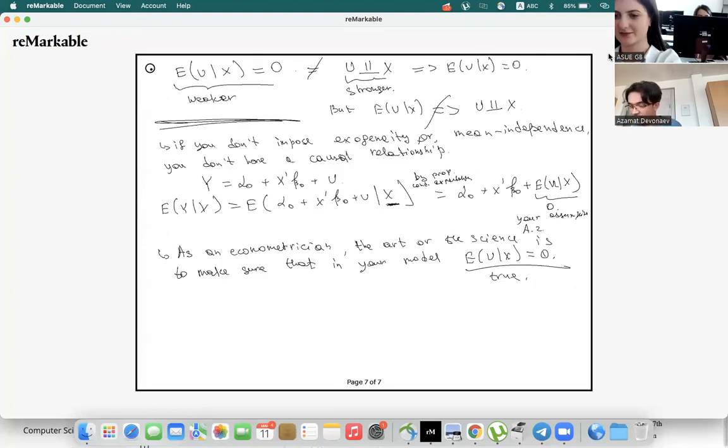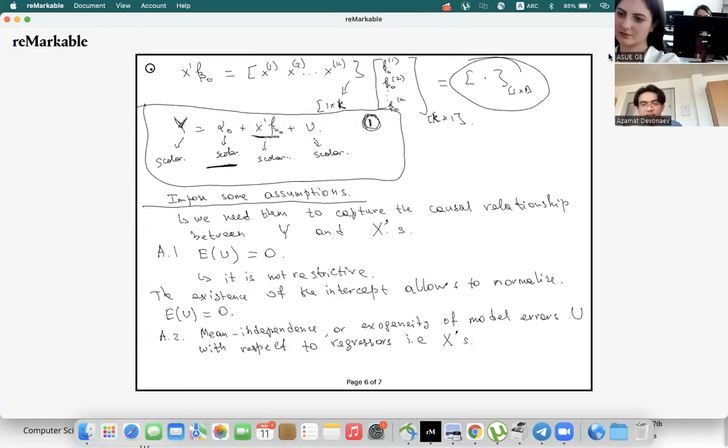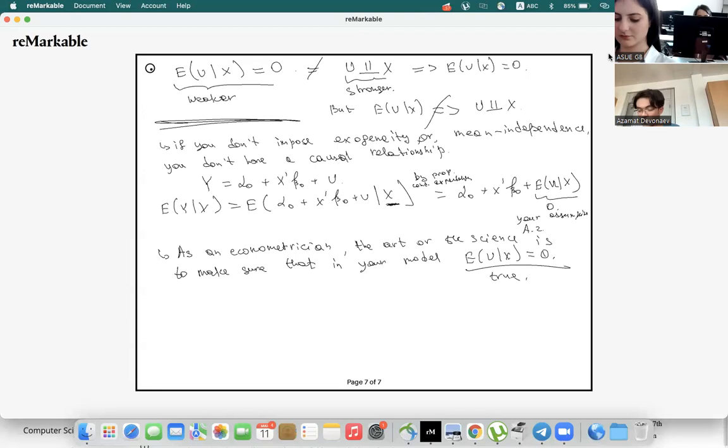So this is basically it. You understand, right? I made only two assumptions. The first one, A1, is not restrictive. It's not even an assumption, it's just a mathematical triviality. And this one is a somewhat strong assumption. It's not about independence of U and X. It's about conditional independence, the first moment restriction. It's about the mean of U with respect to X.